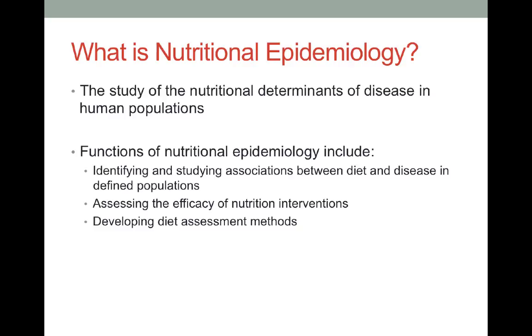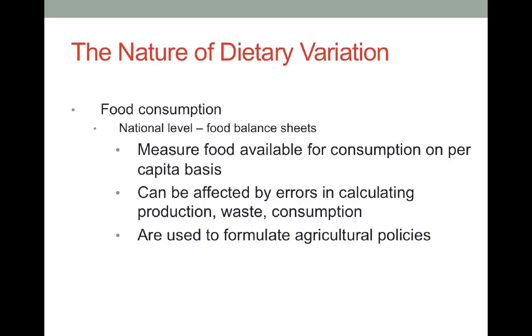One of the things that nutritional epidemiologists do is examine food consumption at various levels. At a national level, we measure food consumption on a per capita basis. This is where we get statements like, the average American consumes 54 pounds of poultry every year. But there are huge errors in these measurements, like calculations regarding production, waste, and consumption. So these are very, very loose numbers, but theoretically, we're using these numbers to formulate agricultural policies.